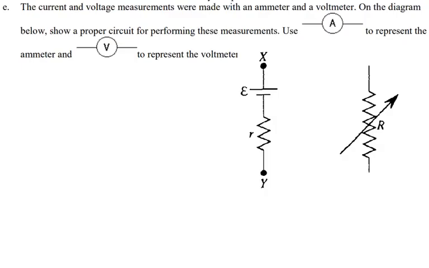And the last part, they say the current and voltage measured were made with an ammeter and voltmeter. On the diagram below, show proper circuit for performing these measurements. Use ammeter to represent the ammeter and voltmeter to represent the voltmeter. So if I want to plug in my ammeter, it has to be plugged into the circuit. So that means I have to plug in where the current will flow through it. So here is your ammeter.